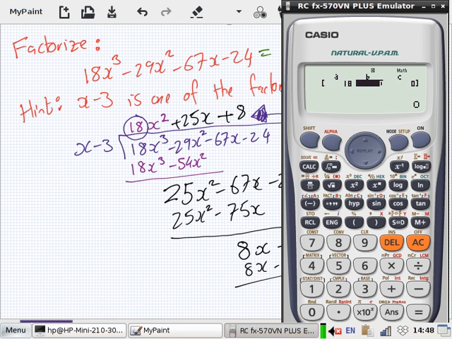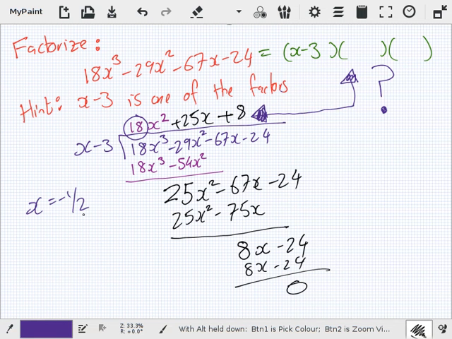The next number is 25, so I do 25 equals. And then the last number is 8, so I'll press 8 equals. After I press it there, my calculator will give me the roots. So in my head I need to change these into factors. It says the root is minus a half. So if x equals minus a half, what was the factor?